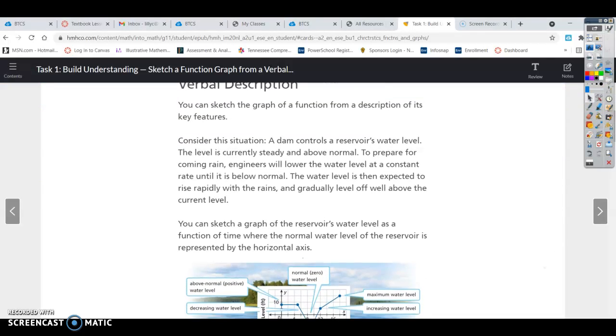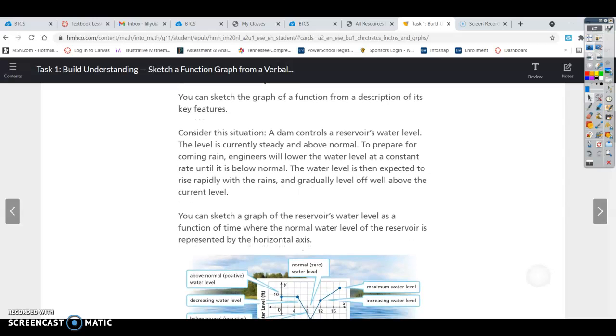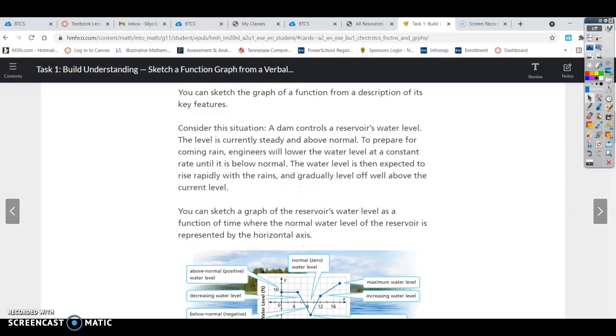It says you can sketch a graph of a function from a description of its key features. Consider this situation. A dam controls a reservoir's water level. The level is currently steady and above normal. To prepare for coming rain, engineers will lower the water level at a constant rate until it is below normal.